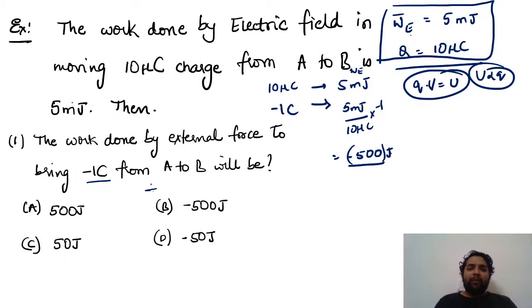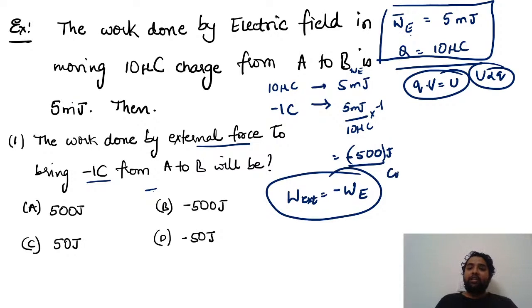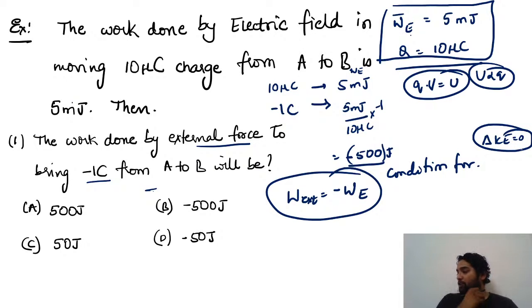Getting it? This means that if the work done by the electric field is minus 500 joules, then the work done by the external force will be exactly the opposite of that: minus the work done by the electric field. This is the condition for finding potential, because when defining potential difference, the change in kinetic energy is 0. Got it? So work done by the external force to bring minus 1 coulomb charge will be equal to 500 joules.